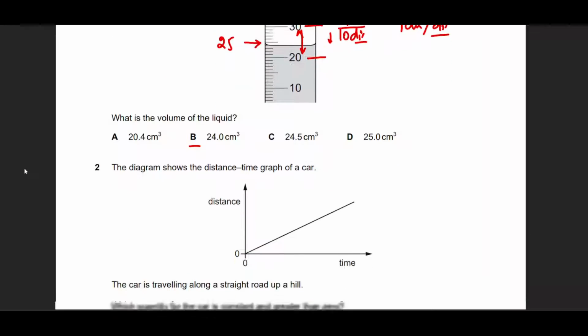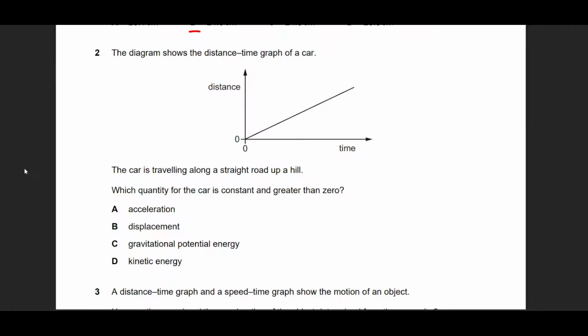Okay. Question number 2 is a repeated question from past paper. It says that a distance time graph is given. So before starting the question, we understand that the gradient is going to represent the speed, as it is going to be change in distance divided by change in time. That distance over time becomes speed. So the gradient is constant. We can say it's a straight line. So then the speed is also constant. This is the conclusion that we've drawn before reading the question.